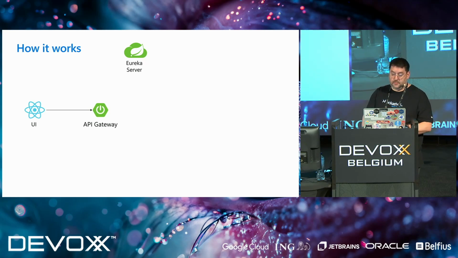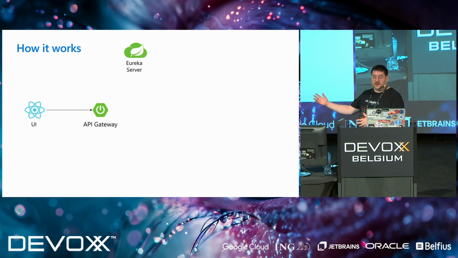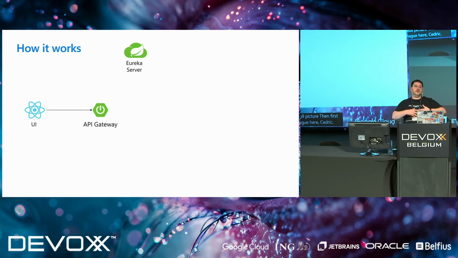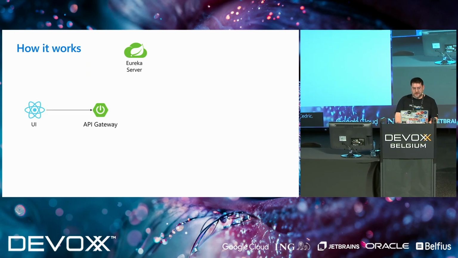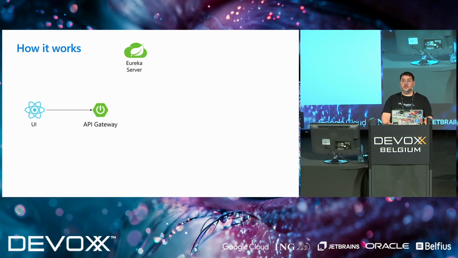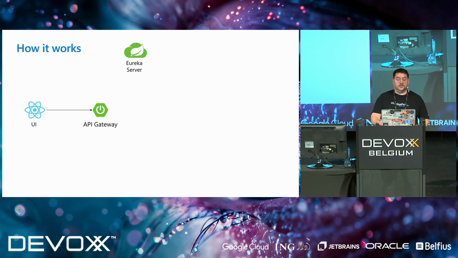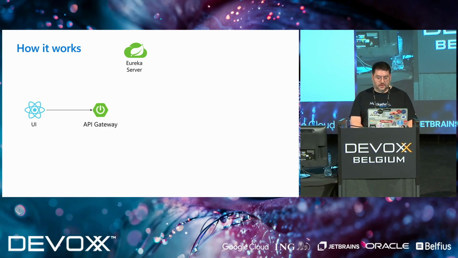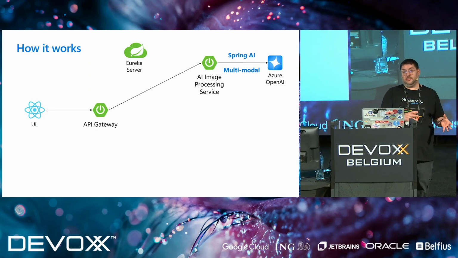You already see the full picture. First we have the UI that was done by my colleague Cedric, and it's just calling an API gateway. This API gateway we'll use for this small demo and sample on a Reka server to find a different service. The first thing, we have an image.